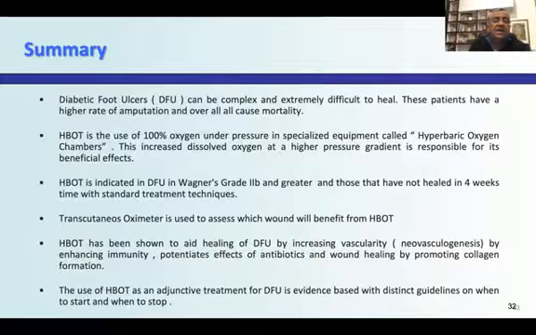Hyperbaric oxygen is indicated in diabetic foot ulcers in Wagner's grade 2B and greater, and those that have not healed in 4 weeks' time with standard treatment techniques. Transcutaneous oximeter is used to assess which wounds will benefit from hyperbaric, and hyperbaric oxygen therapy has been shown to aid healing of diabetic foot ulcers by increasing vascularity, enhancing immunity, potentiating the effects of antibiotics, and promoting collagen formation. The use of hyperbaric as an adjunct treatment for diabetic foot ulcers is evidence based with significant guidelines on when to start and when to stop.